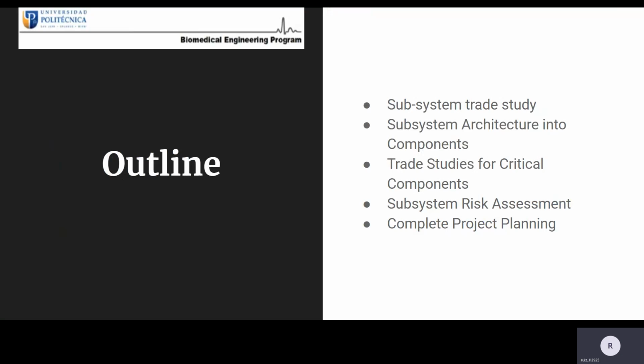The things that will be talked about in this presentation are subsystem architecture, trade studies for critical components, risk assessment for the subsystem, and at the end there will be project planning for Phase C going into Capstone 2.